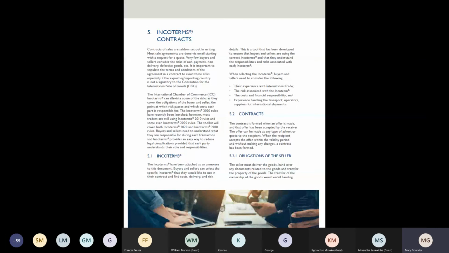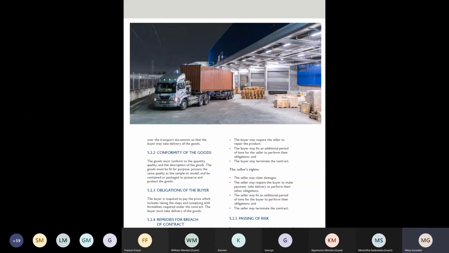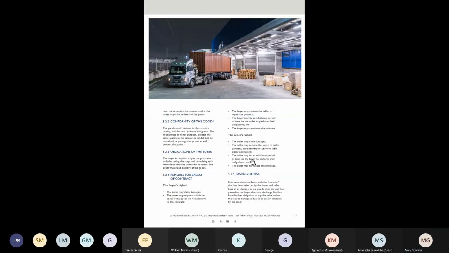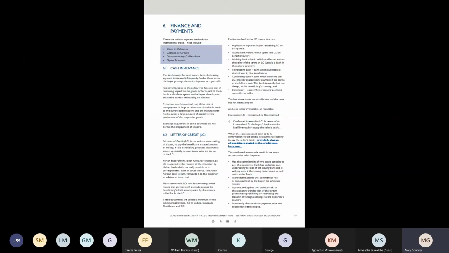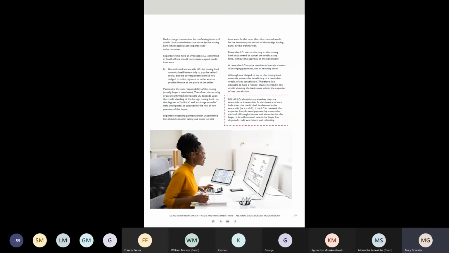Okay, your Incoterms and contracts, there's a much better explanation of it here. So whether it's your obligations and all of that, it's in this document as well. And where your risk passes. Okay, finance and payments as well. You've got a full explanation of all the different finance and payment methods.